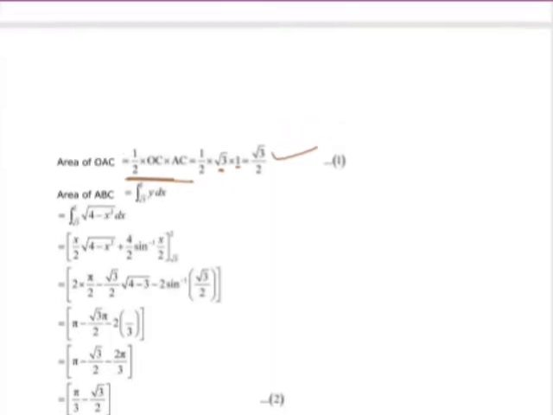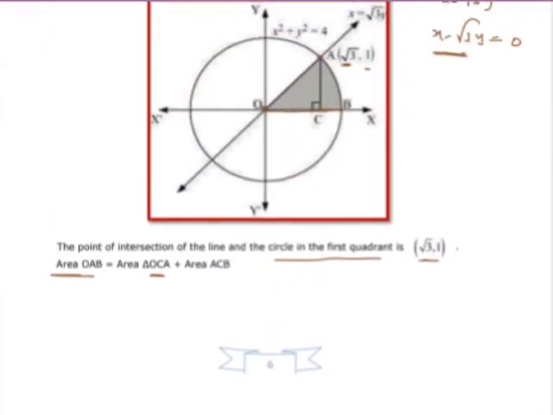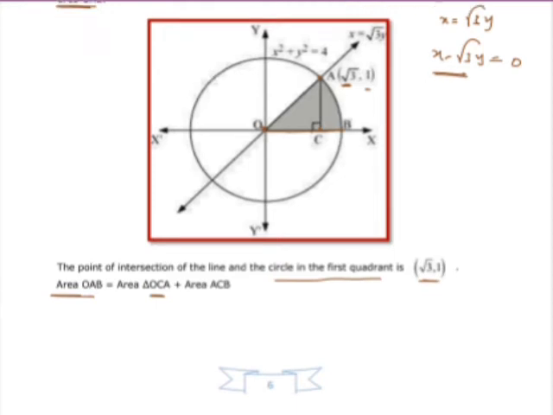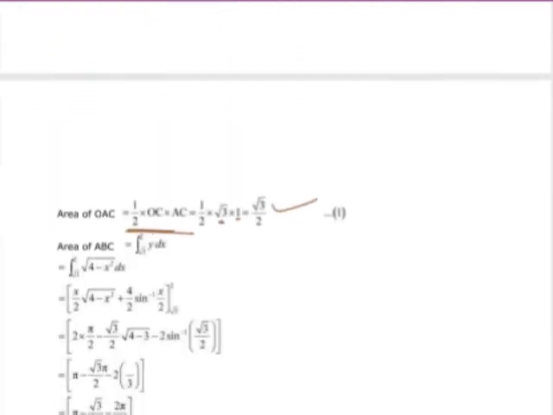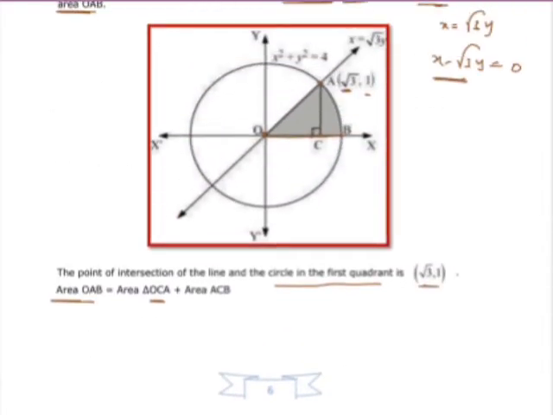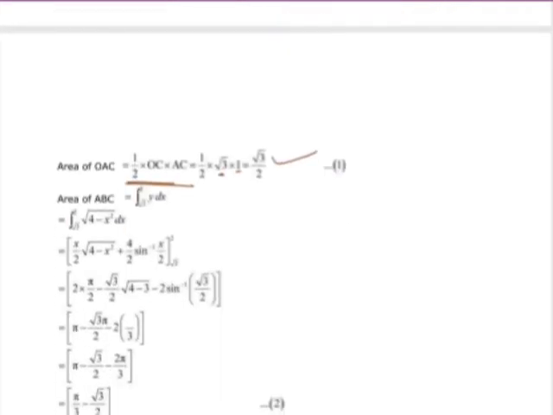Area of OAC is what? The area of this triangle OAC, what we get is root 3 by 2. So now the area of ABC. Let's see the area of ABC, this one. That is the integration from root 3 to 2 of y dx.